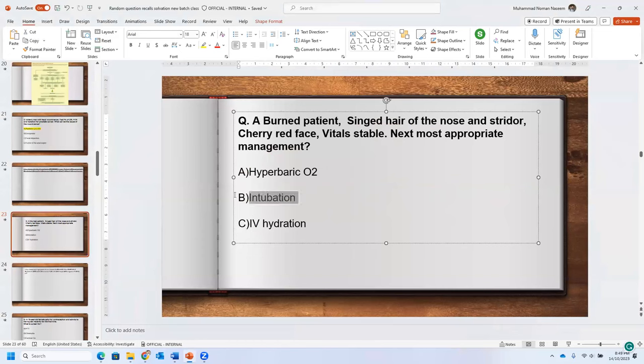If the first option was oxygenation, not hyperbaric oxygen, would you still select the intubation, or would the first step be to provide oxygen via face masks to the patient? What would be your answer then?